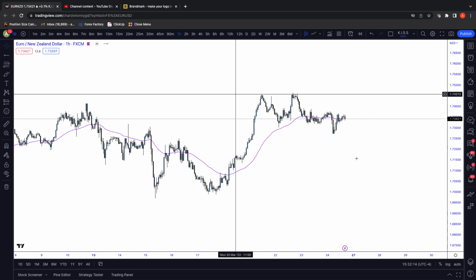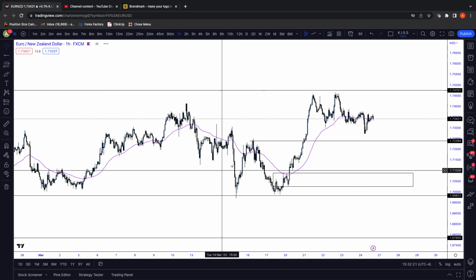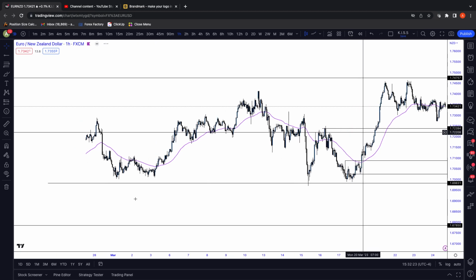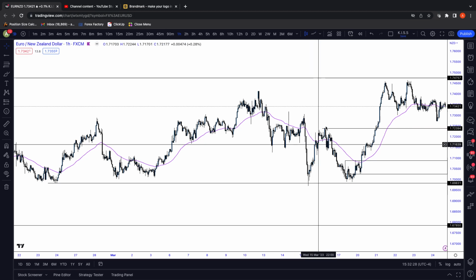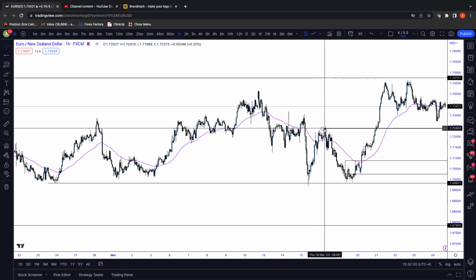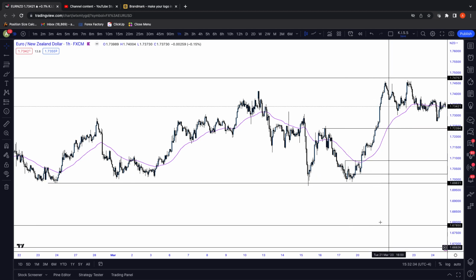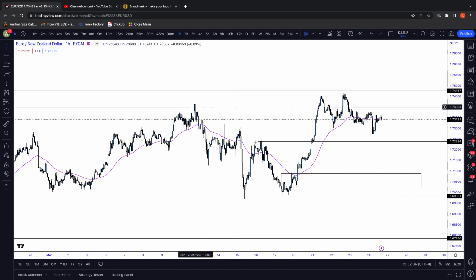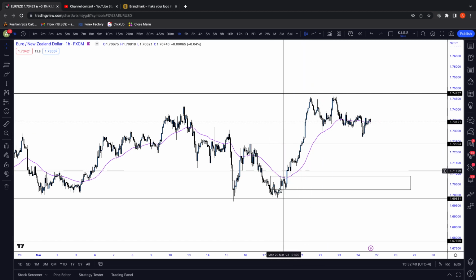All right, Euro NZD. This one, obviously, we had sell side liquidity here, a bunch of lows. That price ran out, created a lower high, failed to create a lower low, created a higher low, and then sprung, breaking through this counter trend structure with a very clean unilateral swing.